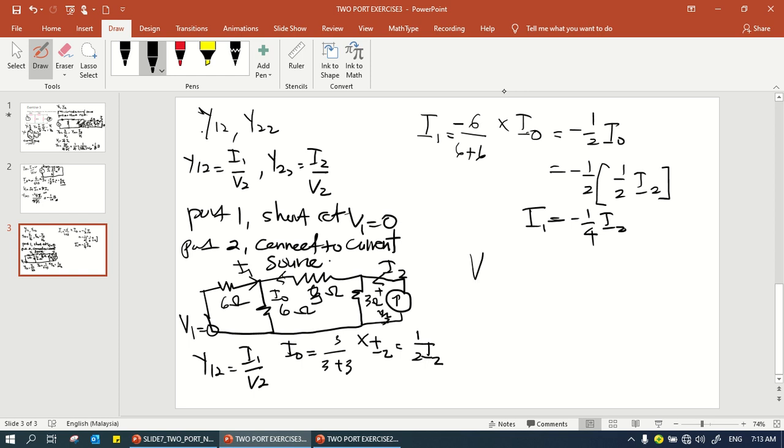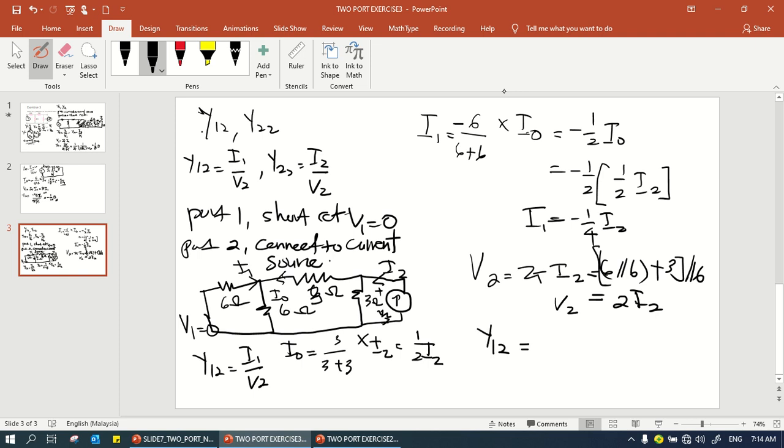And V2 pula ialah Z total I2. So, Z total ialah 6 parallel dengan 6, tambah 3, parallel lagi dengan 6. So, ni sama dengan 2 I2. Okay, so dah ada V2 dengan I1. Okay, so boleh masukkan dalam Y12. I1 over V2 ialah minus 1 over 4 I2, V2 itu ialah 2 I2. Sini potong, kita dapat minus 1 over 8 Siemen.